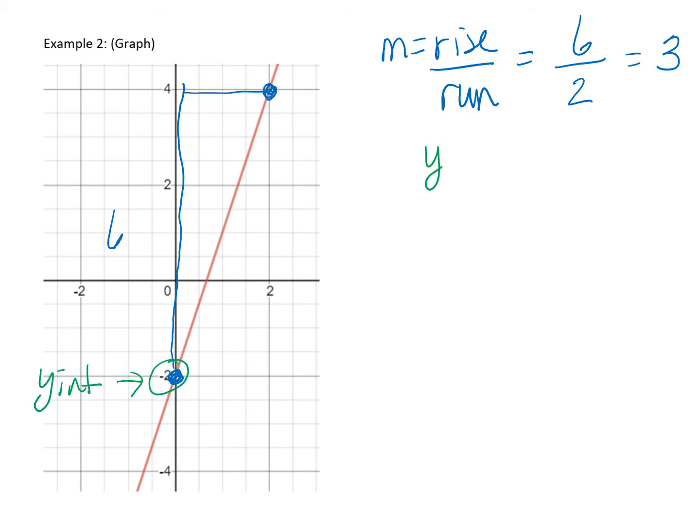And so if we want to write it in slope-intercept form, it's very easy to do. So it's 3x, because that's what we came up with for our slope, and then our y-intercept is a negative 2.